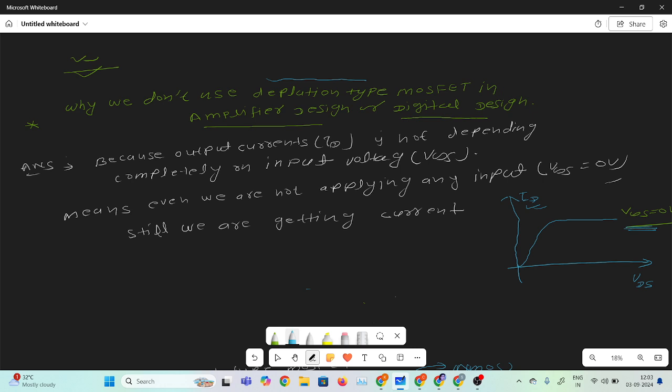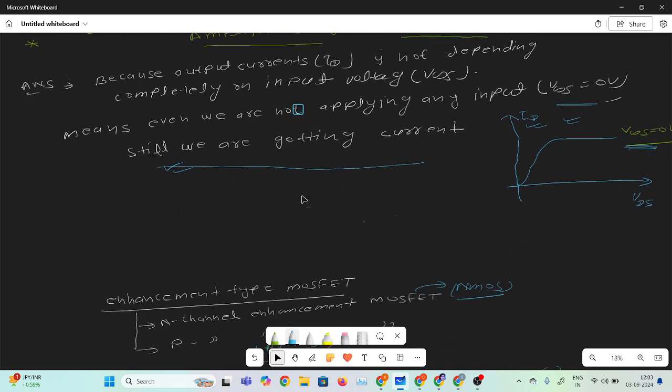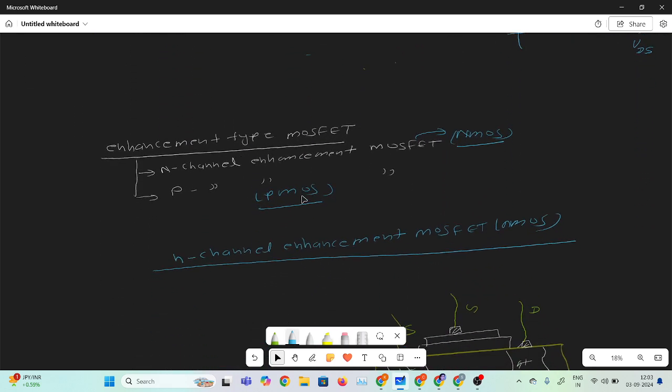Even if we are not applying any input, that is VGS is 0 volt, I am not applying any voltage at the gate terminal, but still we are getting the current. I already explained this in the previous video. That's why we don't use the depletion type MOSFET, so we go for the enhancement type MOSFET.